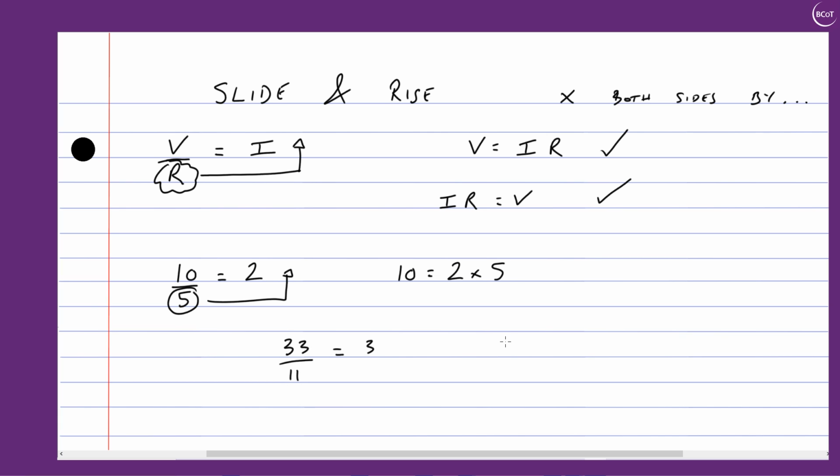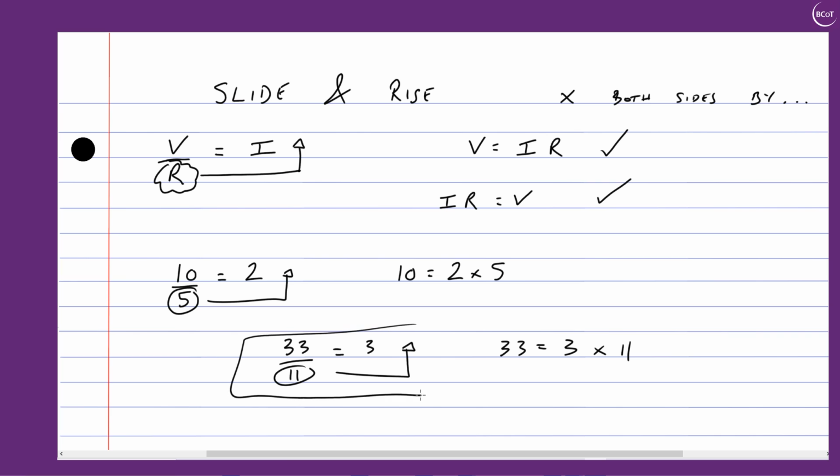If we want to get the 33 on its own, we take the 11, slide, rise. 33 is 3 times 11. So we've just transposed a formula, which means we've rearranged it. We've made 33 the subject.